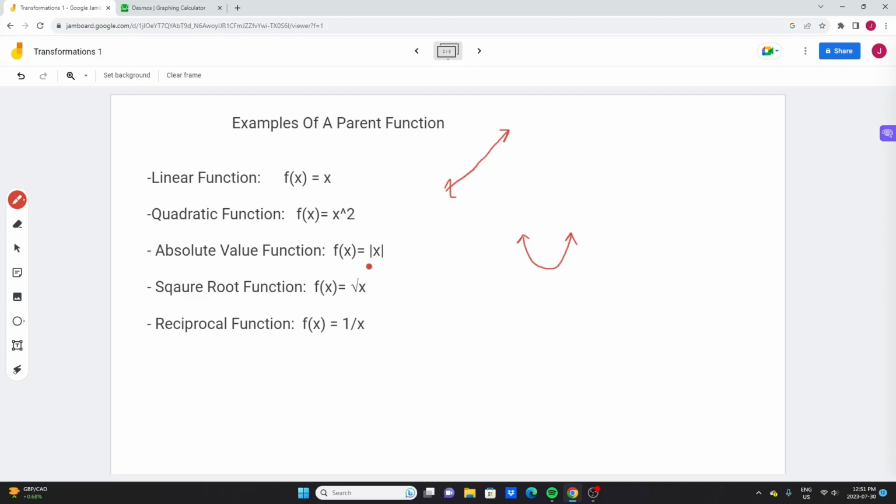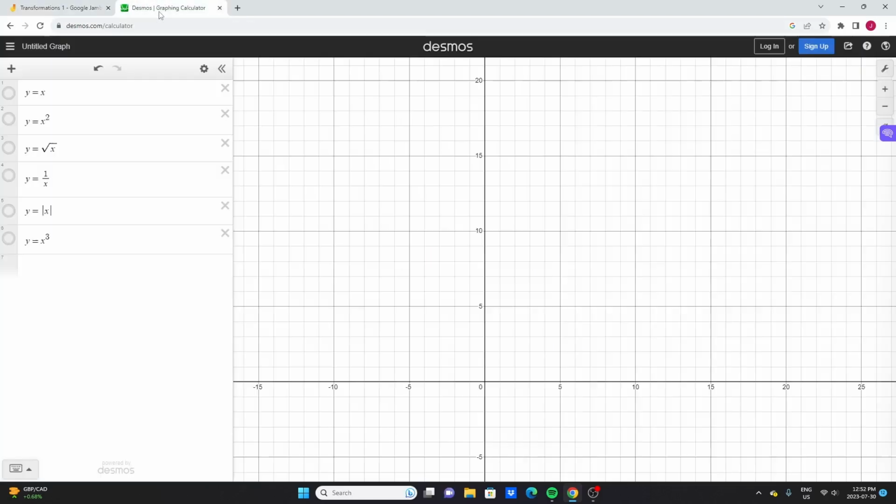The absolute value function, also known as mod x, looks something like this. It can be something like this, a V shape. And then we've got the square root function. We can do something like that. And then we've got the reciprocal function right here, which is interesting because it has an asymptote, so it goes on both sides like this, and then it goes like this. Now these are all just rough drawings of what they will look like, but let's actually see what they look like in an actual graph.